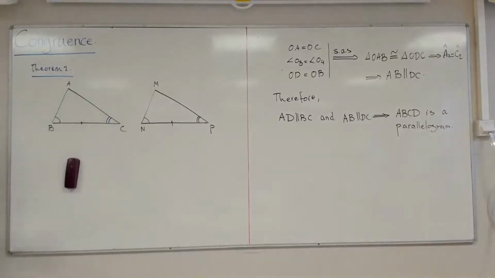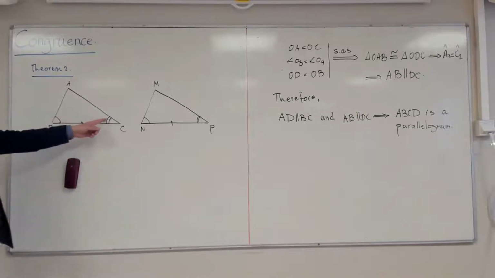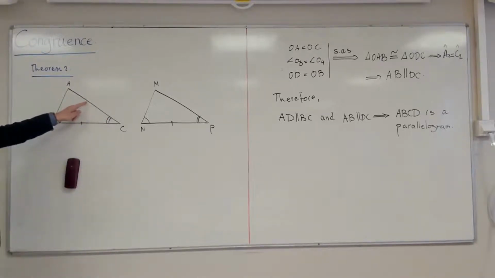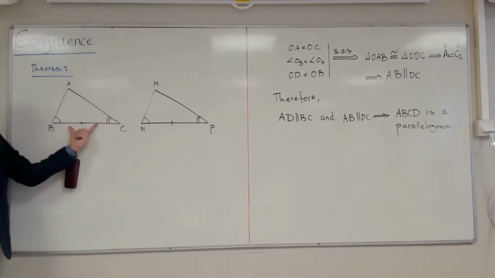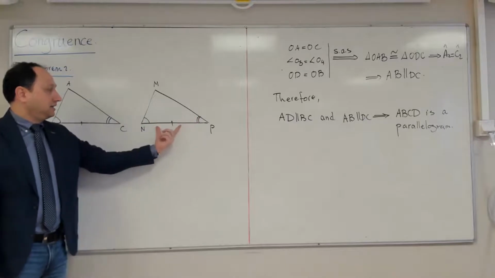How many angles are involved in this statement? 2 angles. Where is the side lying? The side is lying between the angles, yes? This angle and that angle, I am not considering this side. This angle and that angle, I am considering the including side.